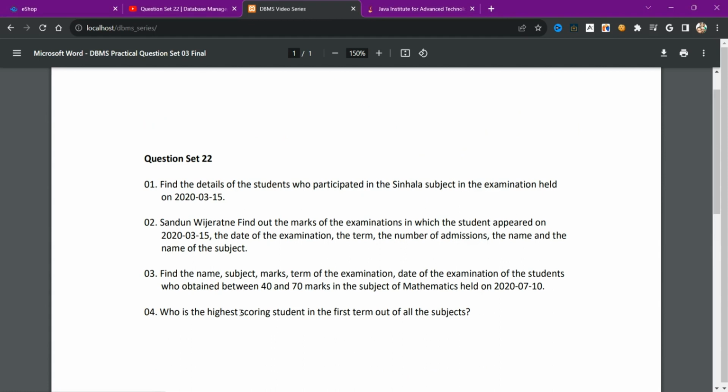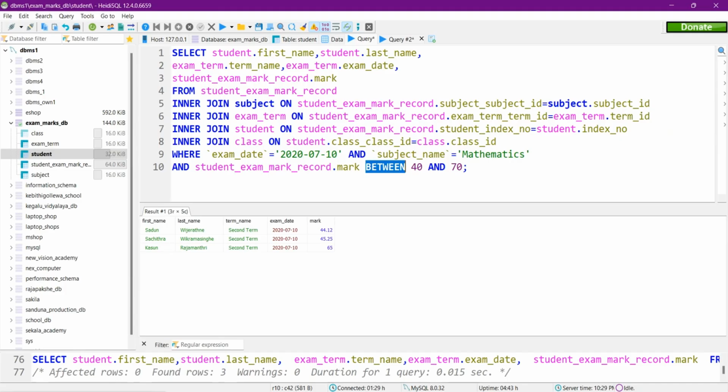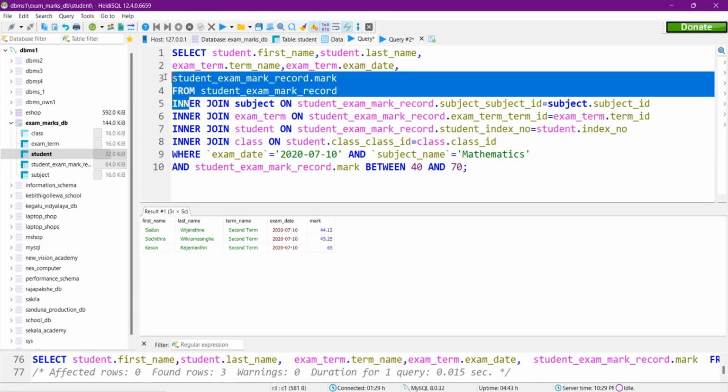Who is the highest scoring student in the first term out of all subjects? We need to find the particular student who has scored the highest marks in the first term, and it should be out of all the subjects. So I'm going to write the query for the fourth question.